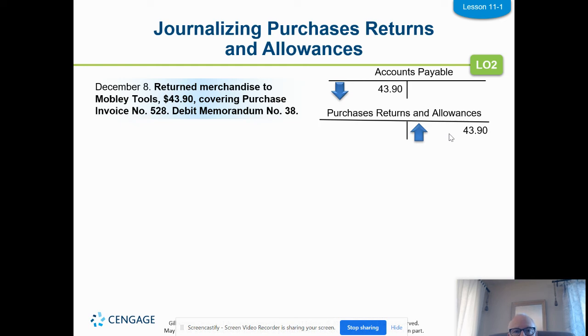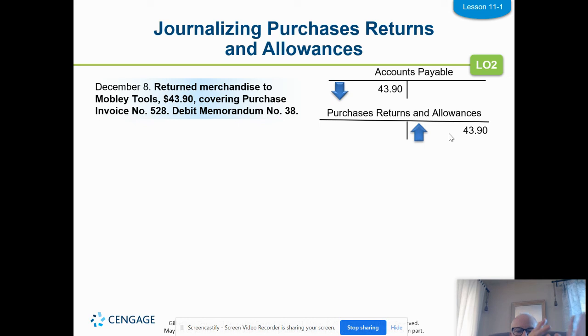So rather than crediting purchases, we're going to credit this account called purchases, returns, and allowances, which is a contra or opposite of purchases. Now, it will net out in the end. We want to keep track of how many returns we make during the year. And as we get into this, we're going to get into a lot of different contra accounts or opposite accounts to what the original is coded.